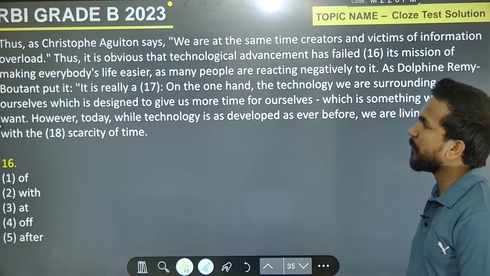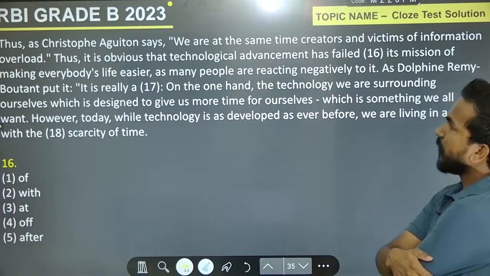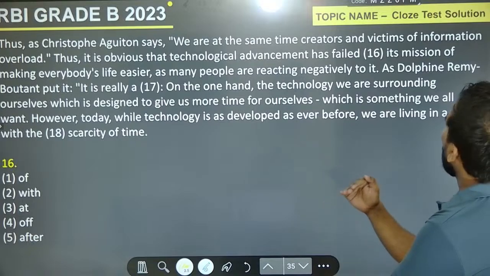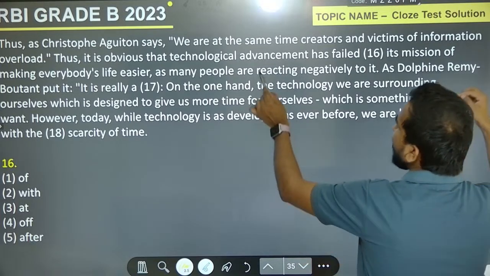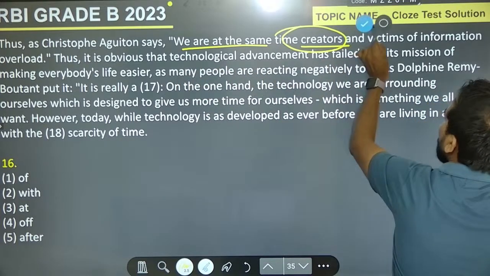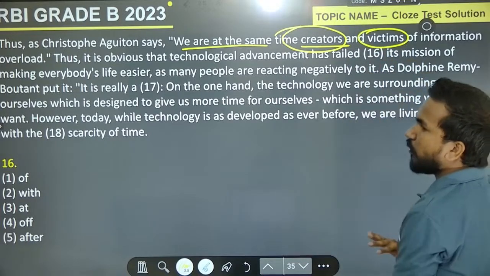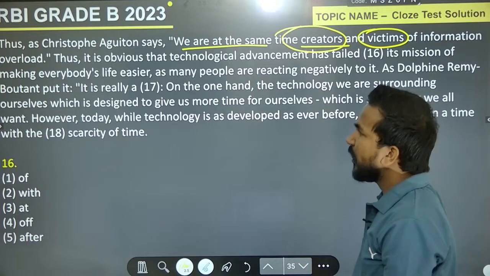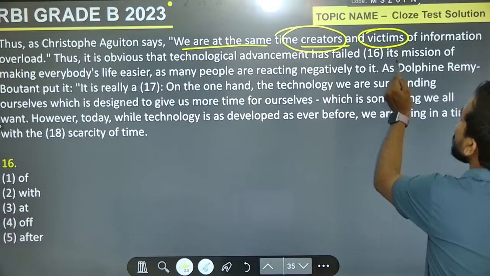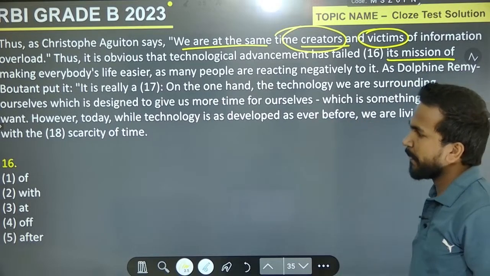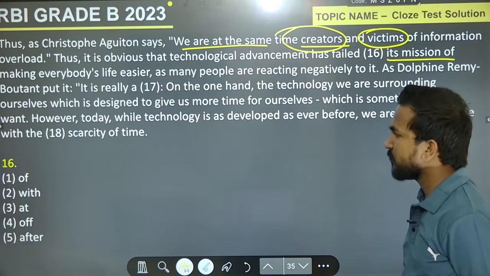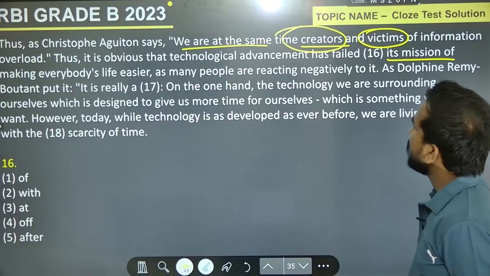Go for this. Thus, as Christophe Augustin says, we are at the same time creators and victims of information overload. Okay, we are at the same time creators and victims of information overload. Thus it is obvious that technological advancement has failed blank its mission. You very well know. Go for the right option.